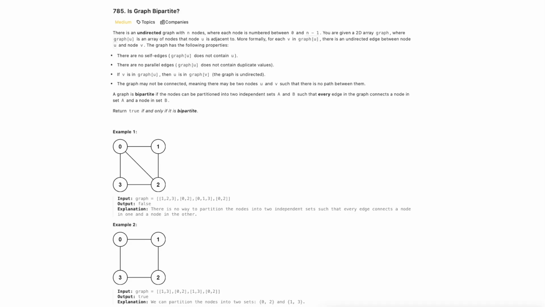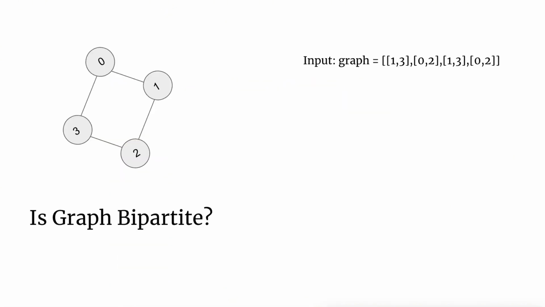Today we will talk about LeetCode 785's graph bipartite. To clarify this concept of bipartite graphs, let's go through some examples. This may help demonstrate what makes a graph bipartite and how to identify one. Take this example provided in the question statement.